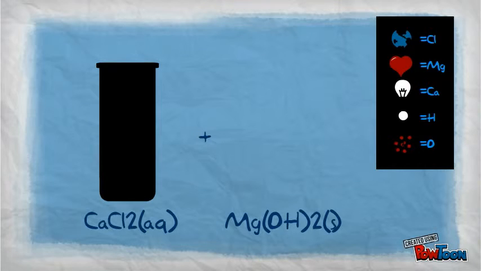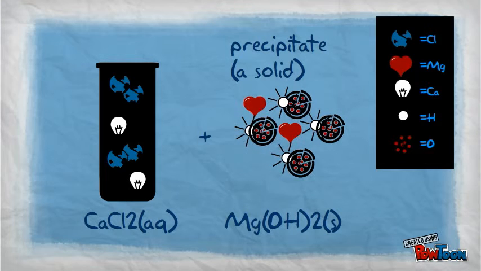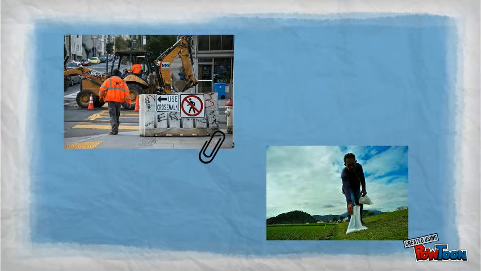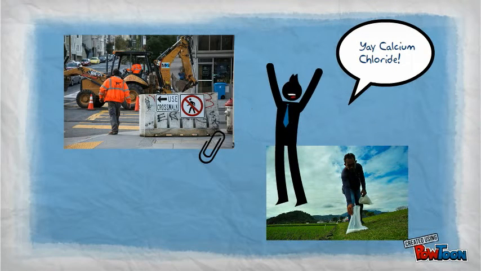The chlorine ions and the calcium ions are known as spectator ions because they have no real effect on the outcome. The precipitate is the magnesium hydroxide, which has been formed as a solid. Magnesium hydroxide is commonly used in road construction, and calcium chloride is used as an organic fertilizer.